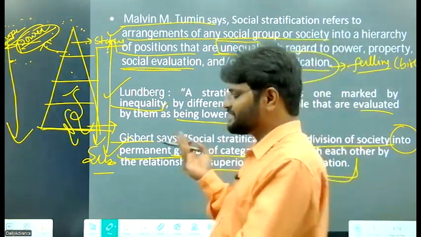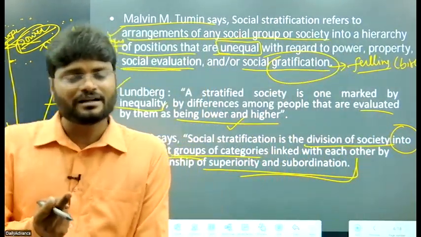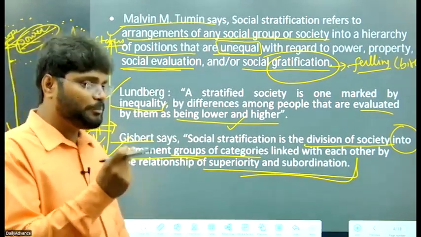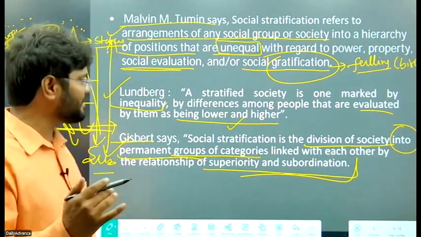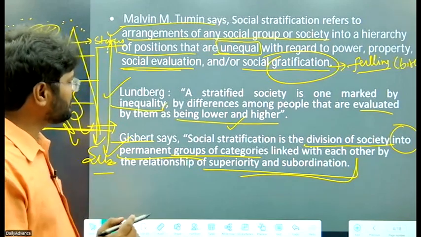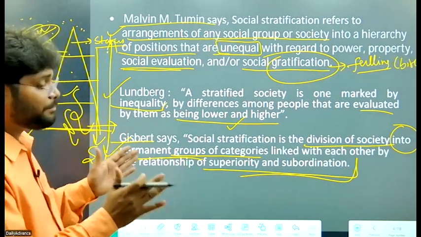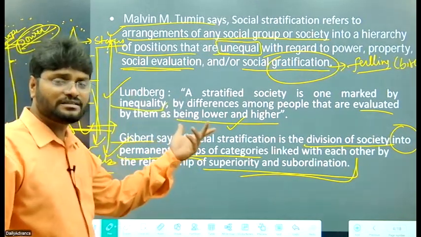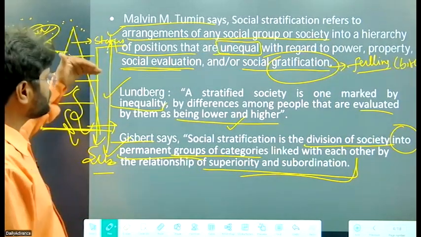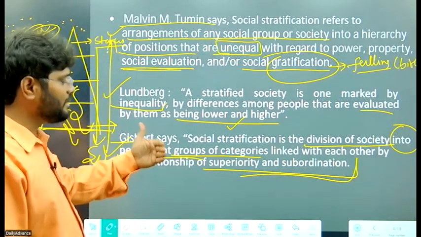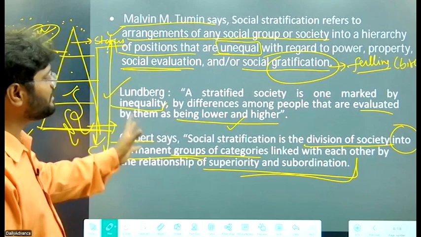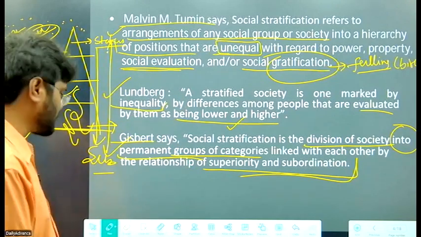After seeing this, there is inequality. Next one is permanent basis. These social groups are hierarchically arranged and permanent in nature. The social criteria were power, property, social evaluation, as well as social gratification. So higher and lower, superiority and subordination, these were the general characteristics of social stratification.